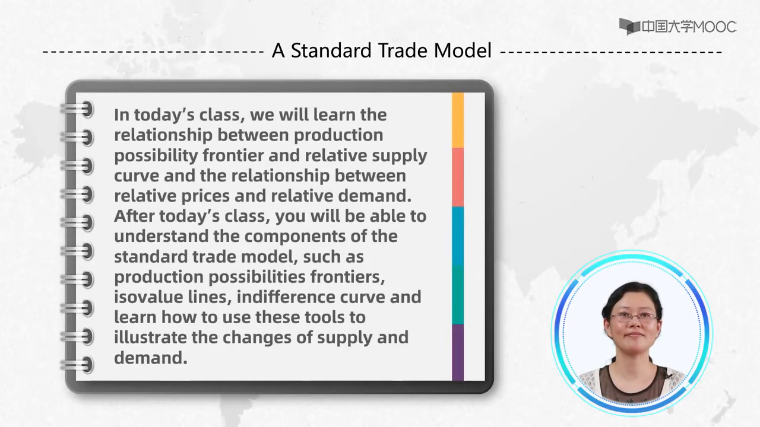Firstly, let's study the Standard Trade Model. We will spend 2 classes on it. Today, we will learn the first part of it. In today's class, we will learn the relationship between production possibility frontier and the relative supply curve, and the relationship between the relative prices and relative demand.